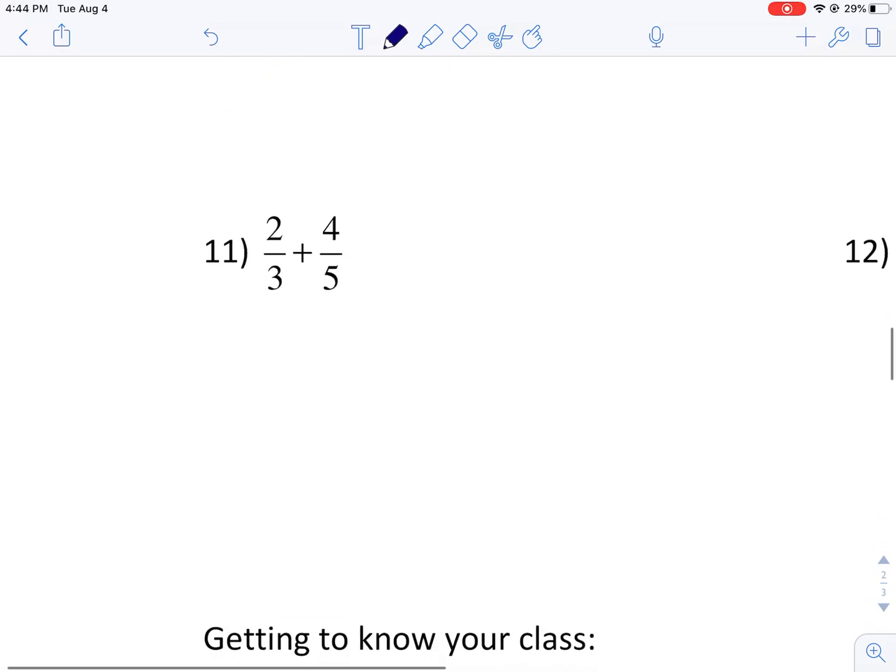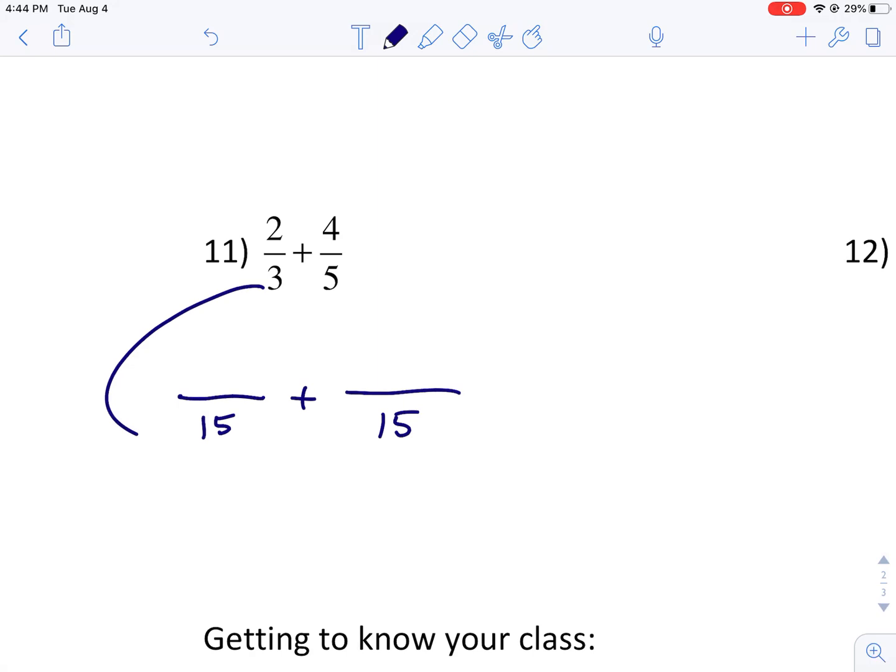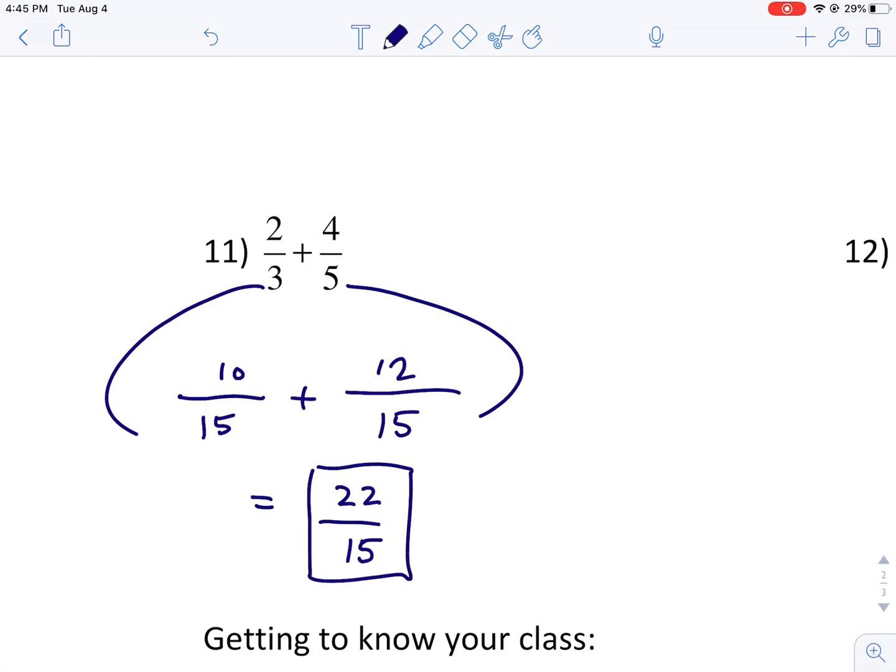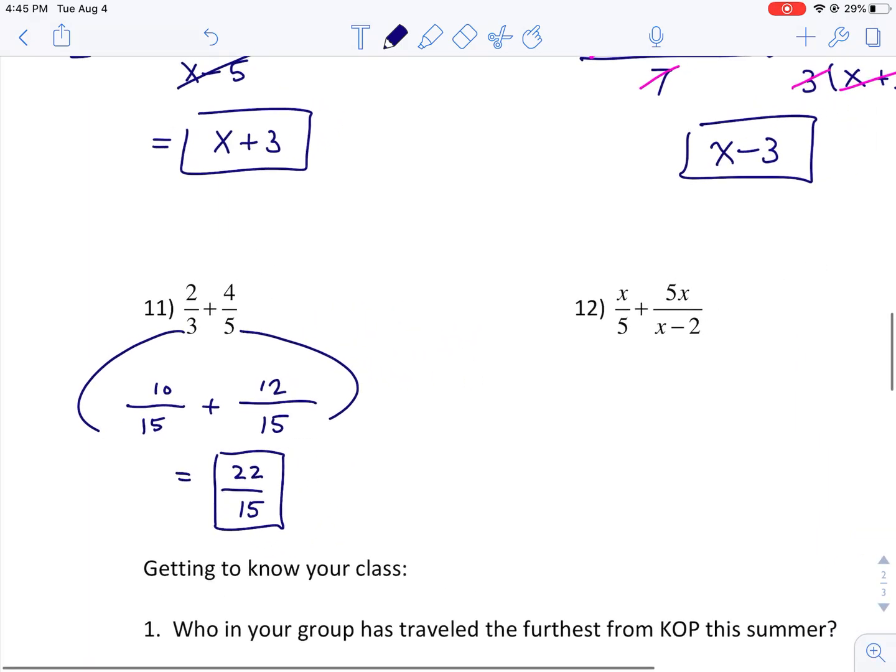Adding. Are you kidding me? Of course, can you just add the tops and add the bottoms? No way, Jose. You've got to get a common factor of 15. All right, let's put them both over 15. All right, put that one over 15. 3 times 5 gives 15, so 2 times 5 gives 10. 5 3s are 15, so 4 3s are 12. Add the tops, you get 22 over 15. That looks hideous, but it's the correct answer.